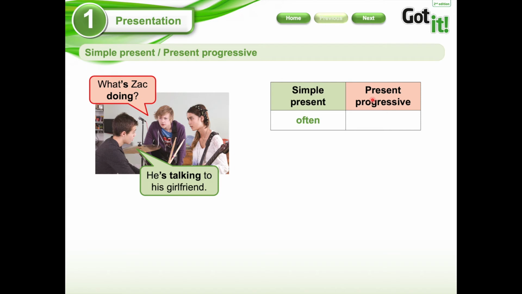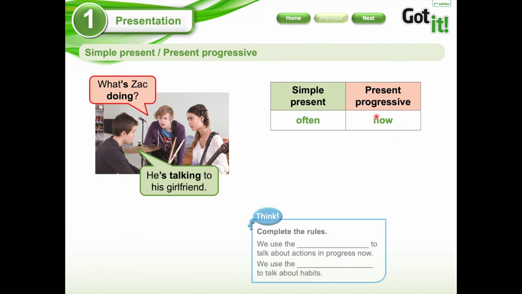So in simple present, we are going to focus on this kind of action that is often, okay? And in present progressive, actions that are happening now at the moment, okay? So we're going to complete the rules here. It says we use the to talk about actions that are in progress now, that are happening now. What could be simple present or present progressive? As you can see here we have a keyword.